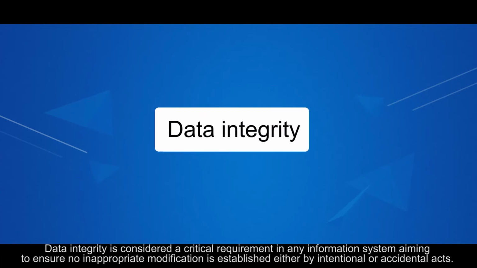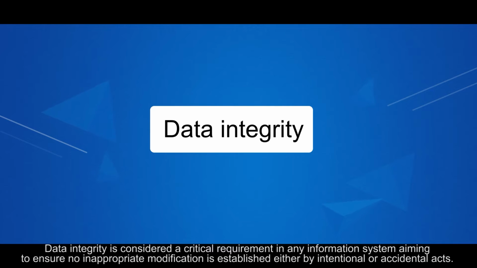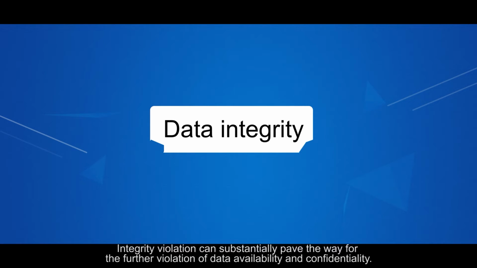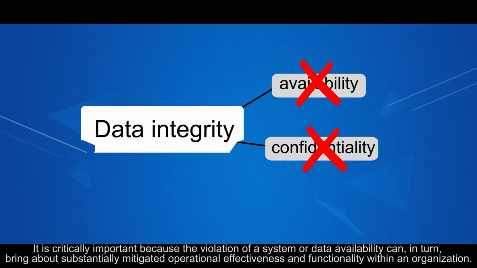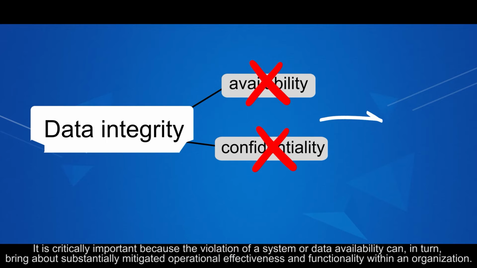Data integrity is considered a critical requirement in any information system, aiming to ensure no inappropriate modification is established either by intentional or accidental acts. Integrity violation can substantially pave the way for the further violation of data availability and confidentiality. It is critically important because the violation of a system or data availability can, in turn, bring about substantially mitigated operational effectiveness and functionality within an organization.